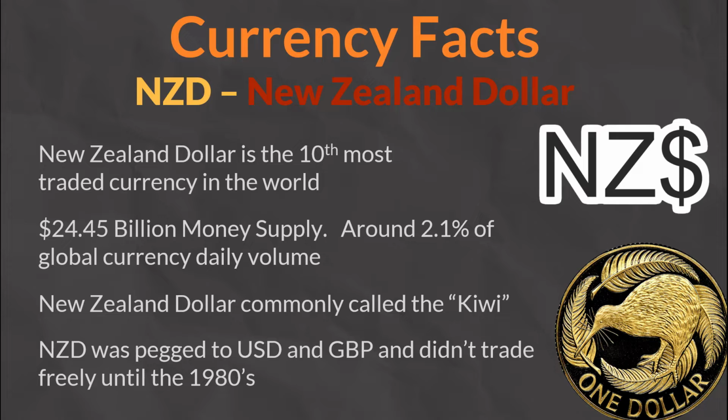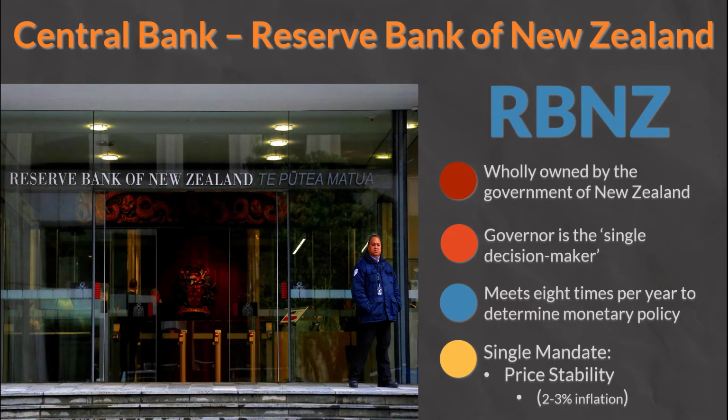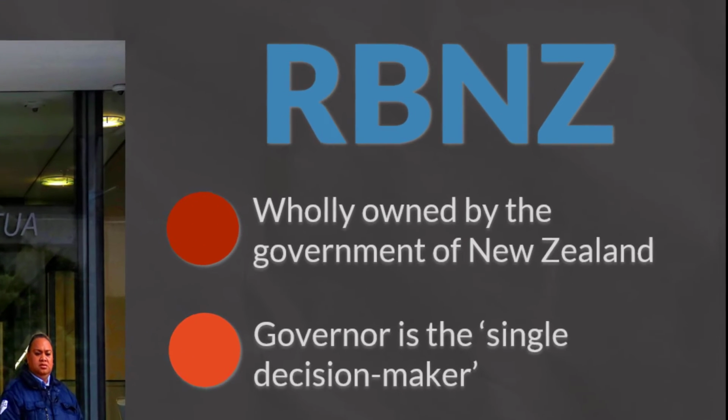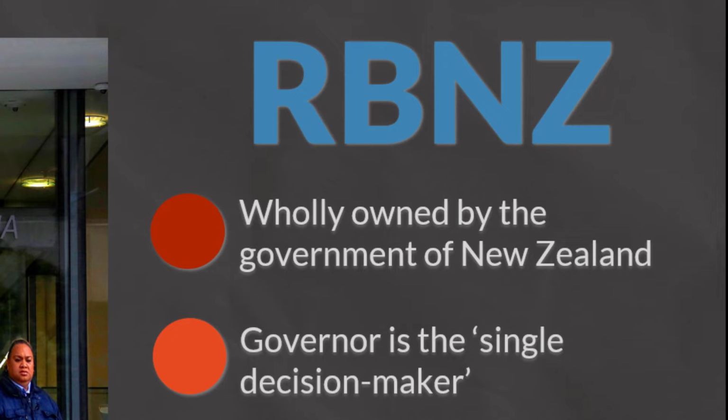Now, the Kiwi was pegged to the dollar and the pound, and it didn't trade freely until the 1980s. So this is really one of the last currencies that was allowed to trade freely in the market in modern times. The central bank for New Zealand is the RBNZ, or the Reserve Bank of New Zealand. Now, the RBNZ is actually very interesting. While being wholly owned by the government of New Zealand, it's completely independent in every single way.